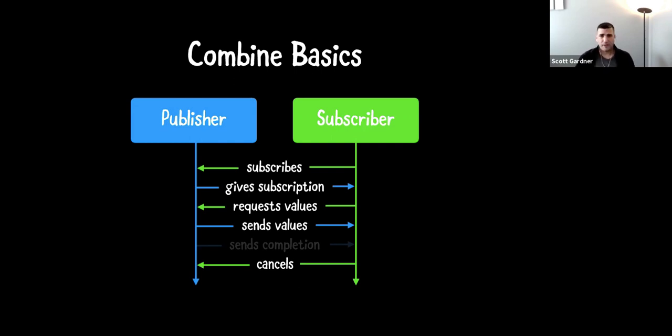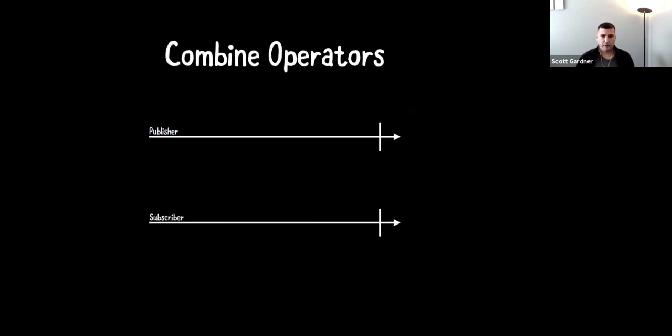So to see what that looks like, we're going to use something called a marble diagram, which is a pretty common way to learn about operators in reactive frameworks. And what we're looking at here is the horizontal lines represent time now, top one being the publisher, bottom one being the subscriber, and the vertical bar just representing a normal finished event.